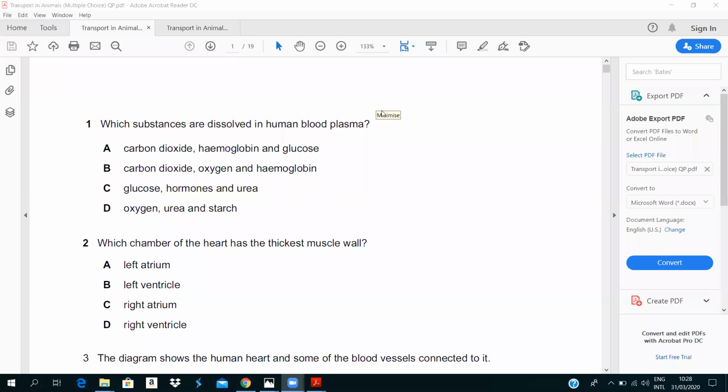Which substances are dissolved in human blood plasma? A. Carbon dioxide, hemoglobin, and glucose. B. Carbon dioxide, oxygen, and hemoglobin. C. Glucose, hormones, and urea. D. Oxygen, urea, and starch. I think it's B. You think it is B or C? Does hemoglobin dissolve? C. Thanks, Yahya. Mashallah, an excellent student.